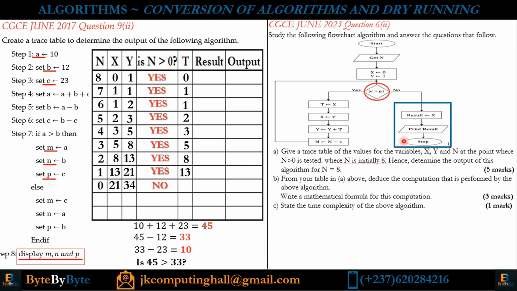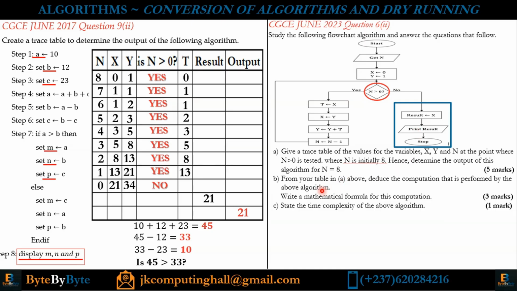As you can see, we are executing this. And what is result? Result takes x, which is 21. And we print result. So print is a keyword for output. So our output is 21. As you guys can see, that is the dry running of the algorithm. And that is what you were requested for 5 marks.